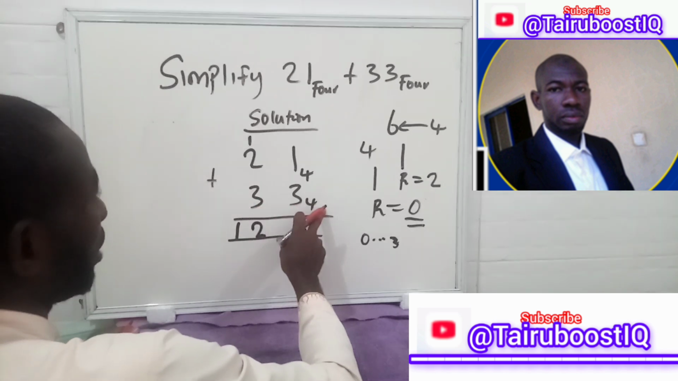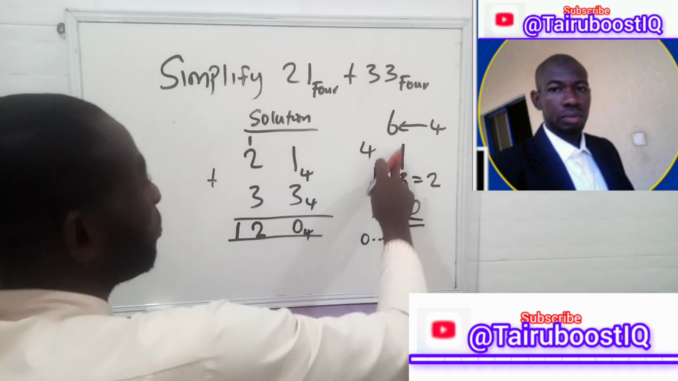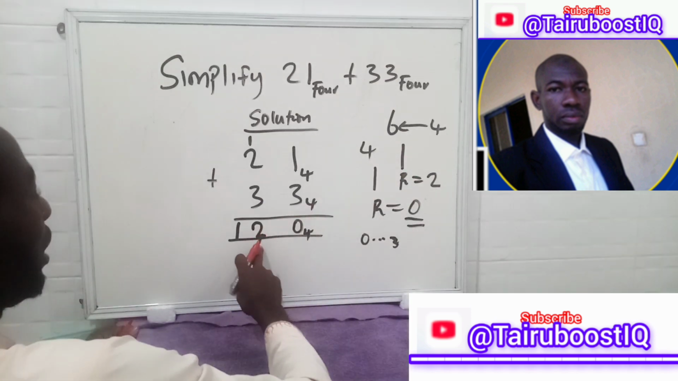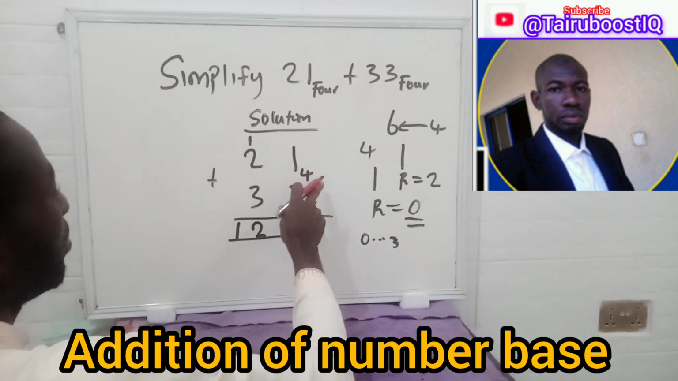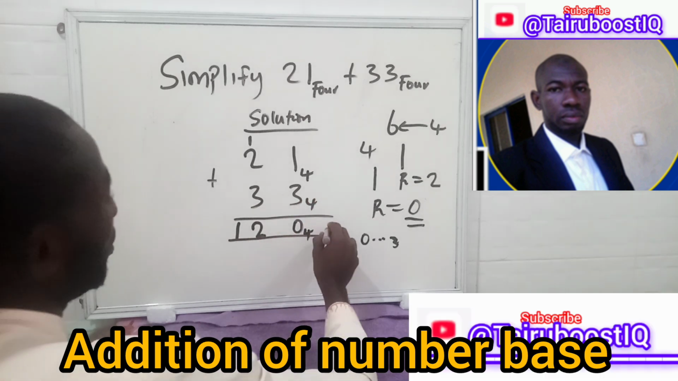Now the base we are talking about. How many times can 4, the base, go into 6? It's going to go 1 time, remainder 2. Look at the remainder, the number of times. So it means 21 in base 4 plus 33 in base 4 is equal to 120 in base 4. Thank you.